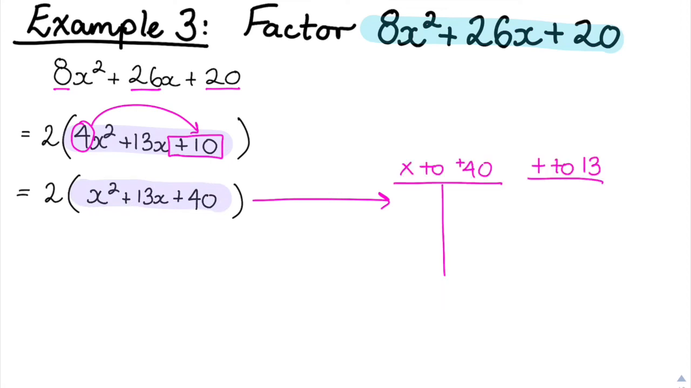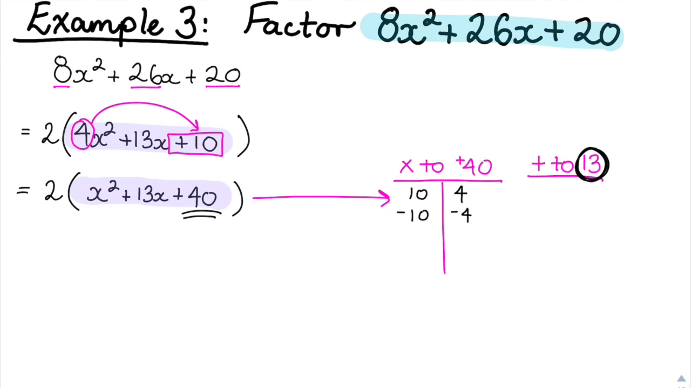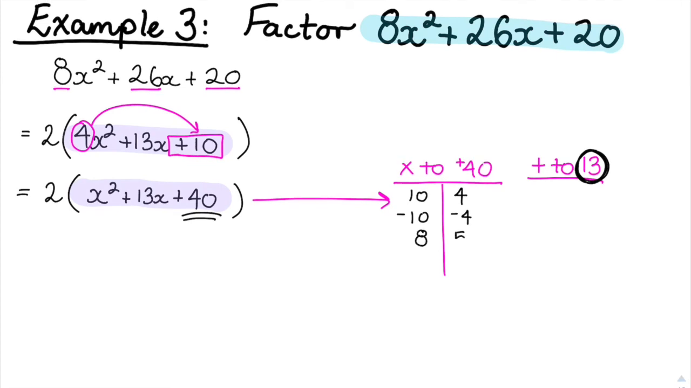For the factors of positive 40, let's go with 10 times 4. We could also do negative 10 times negative 4. However, 2 negatives aren't going to add to give us the positive 13 that we're searching for. So that means I'm just going to stick with positive factors in this example. 8 times 5 will also give us positive 40, as will 2 times 20. Let's see which pair add to give us the positive 13.